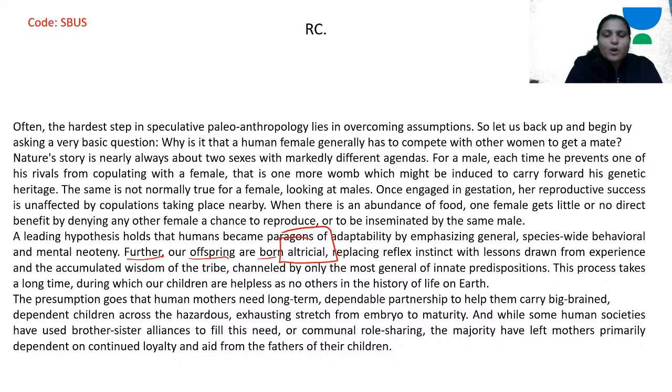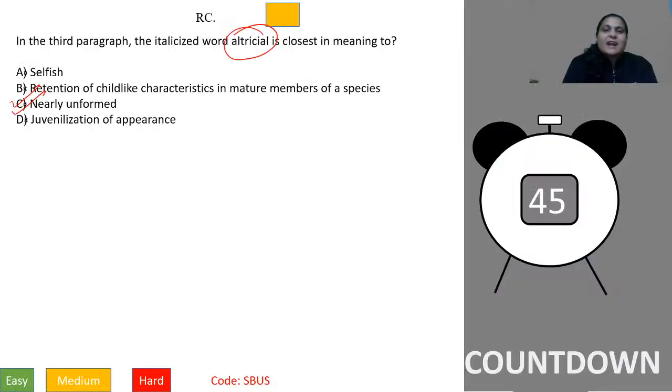Further, our offspring are born altricial, replacing reflex instinct with lessons drawn from experience and the accumulated wisdom of the tribe, channeled by only the most general of innate predisposition. This process takes a long time, during which our children are helpless as no others in the history of life on earth. Basically, what we are trying to say here is that our children are very vulnerable while they are growing up. They are not fully mature, unlike the children of some other species, so they require constant care till the time of maturity. So much so that we have made our voting age or marriageable age 18 years. That's why option number C.